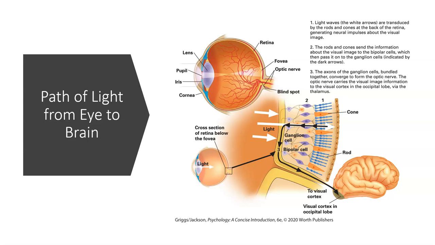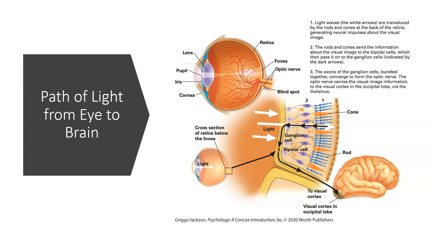The rods and cones send that image information to the bipolar cells, and those then pass them through another layer of cells called ganglion cells, and those are shown in the image as with the dark arrows. And then the axons from the ganglion cells are all bundled together, and eventually that combined group of cells becomes what's called the optic nerve.